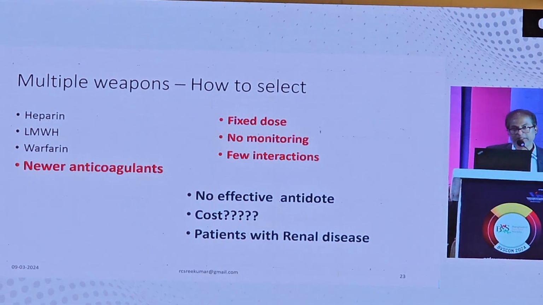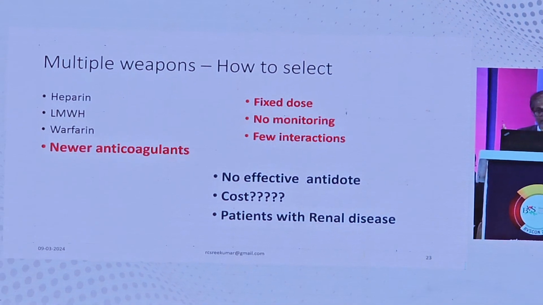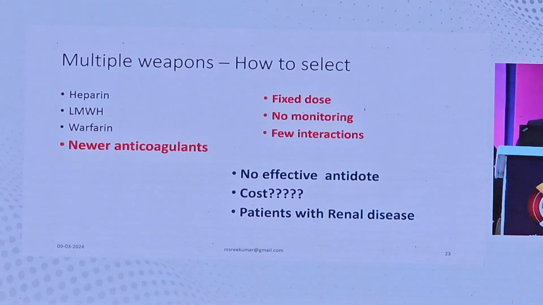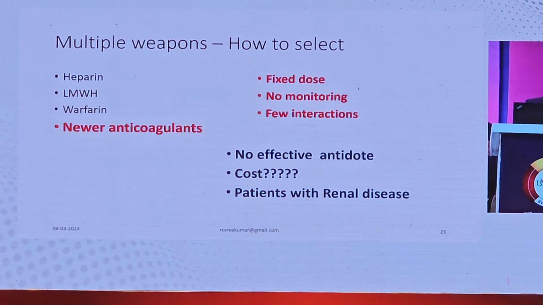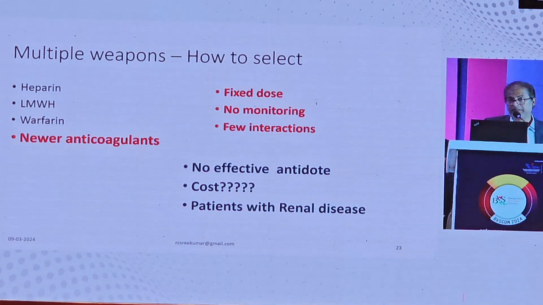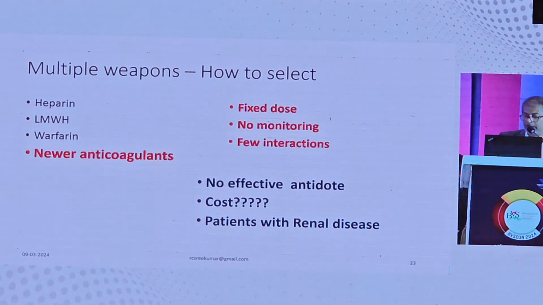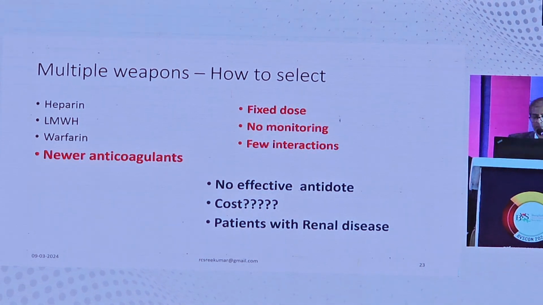Then you have the newer anticoagulants. The advantage is that there are fixed doses. You don't have to change the dose according to PT INR values. No monitoring is required. We assume that it has adequate action with very few interactions. The problem is, there are still no effective, cheaper antidotes available, even though some are available. Again, its cost is a factor, and with renal disease and GI disease, we should be careful about it.